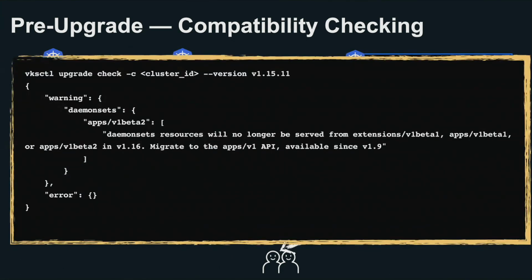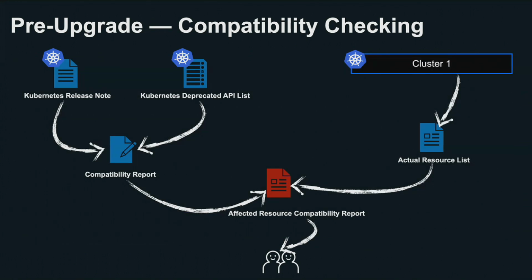Here is an example of what we return to users. You can see that users can easily grasp which resources in their cluster are affected, and we give some fixing suggestions to help them fix those compatibility issues. So if any compatibility issue still exists, the upgrade process will not proceed. We will require users to resolve all of them before the upgrade process continues.